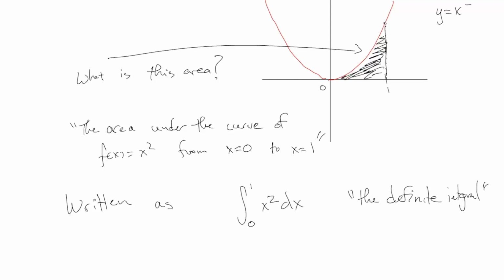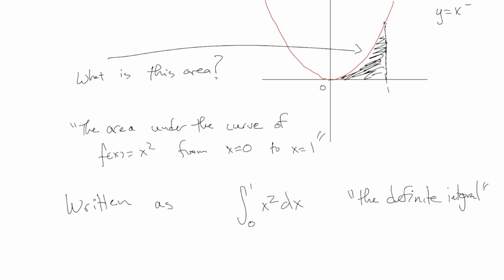The definite integral. The indefinite integral is the antiderivative. The definite integral is the area under the curve, the area between the curve and the x-axis. All right? Now this particular area is a very weird shape like that, so we don't expect the answer to be any kind of ordinary number.